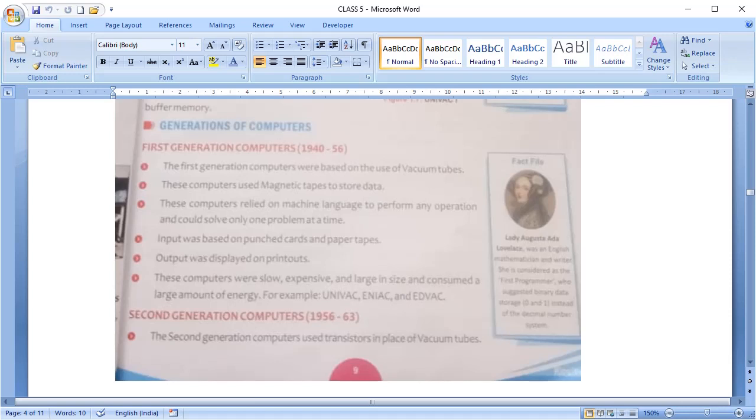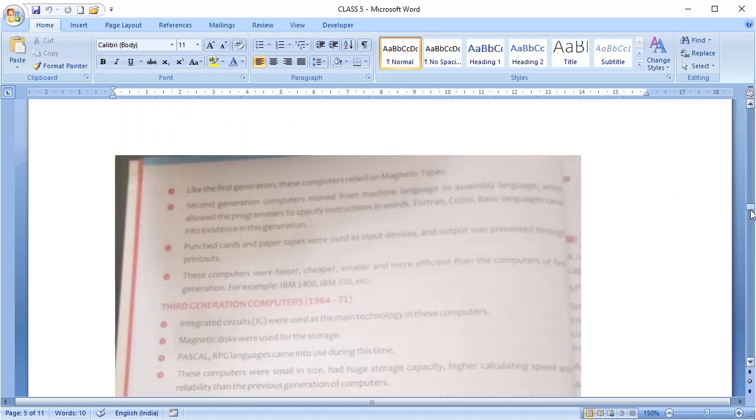The second generation starts from 1956 to 1963. The main difference between first and second generation computers is the transistor that they use instead of vacuum tubes. And second generation computers used assembly language instead of machine language. For example, Fortran, COBOL, and BASIC languages came into existence. Input was done through punch cards and paper tapes, and output was presented through printouts. These computers were faster, cheaper, smaller and more efficient as compared to first generation computers. Examples can be IBM 1400 and IBM 7090.